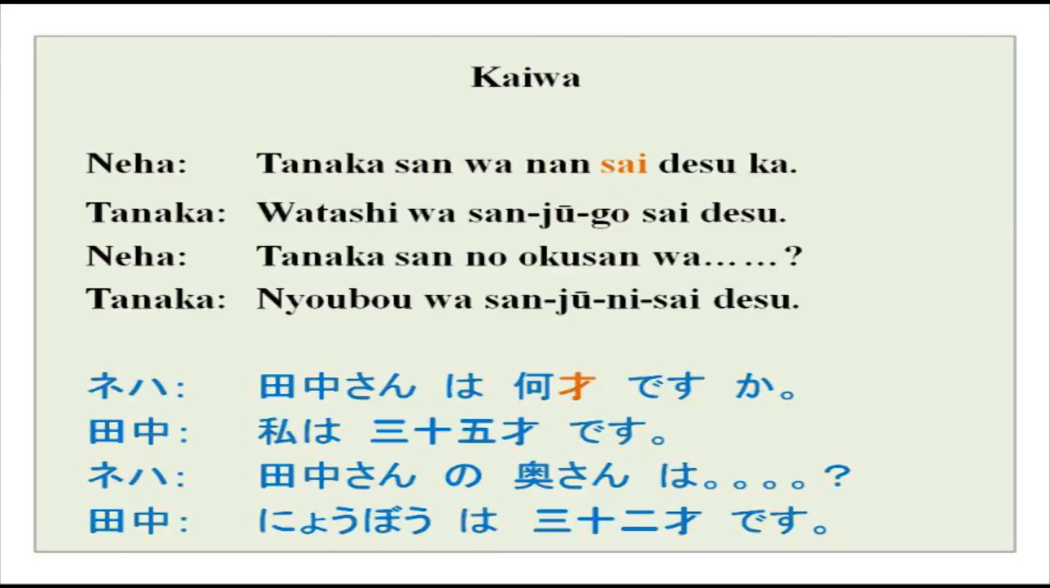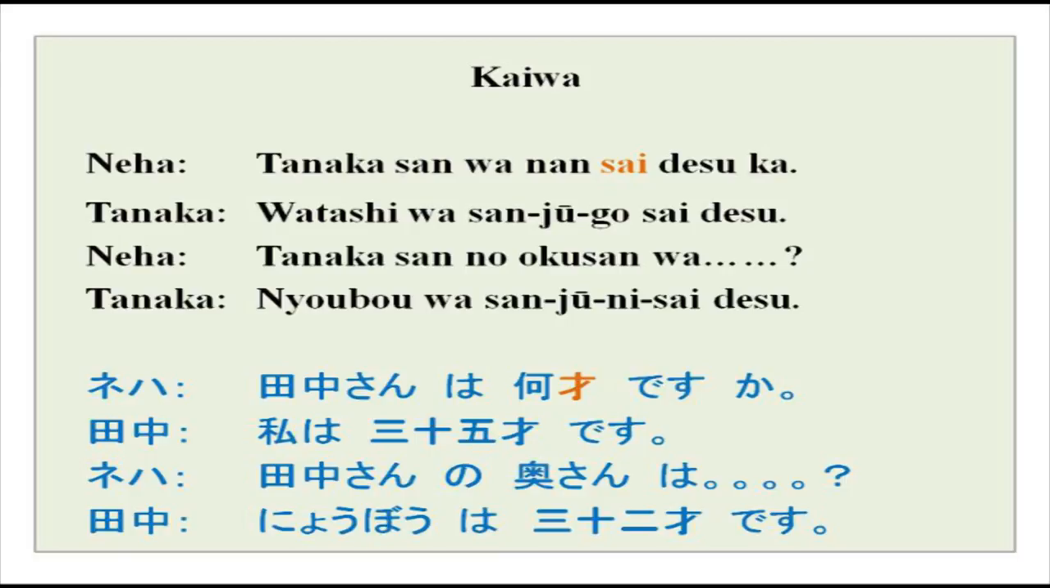Tanaka-san no okusan, your wife. Tanaka-san no okusan wa, and please see the intonation is rising, even though it has been left incomplete, but from context it's very clear what Neha-san wants to know, and the intonation is rising in the end. Nyobo wa 32 desu. So, we have done in our previous vocabulary section, kanai. Kanai means my wife or one's own wife. Nyobo also means the same.